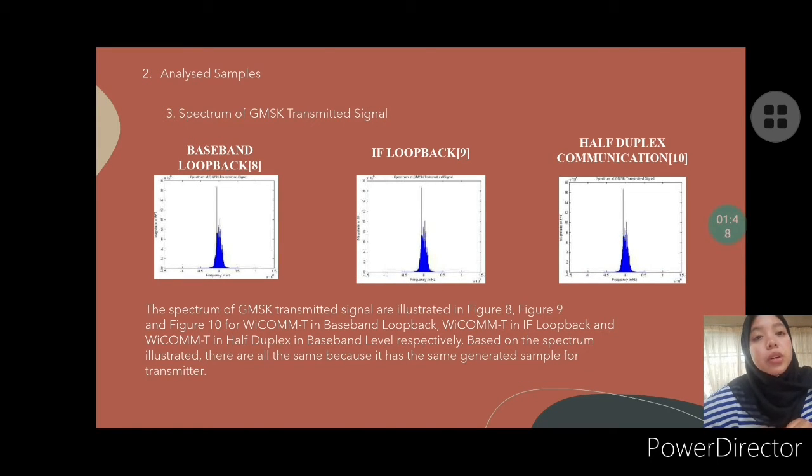Analysis sample for the spectrum of the GMSK transmitted signal. The spectrum of the GMSK transmitted signal is illustrated in Figure 8, 9 and 10 for baseband loopback, IF loopback and half duplex in baseband level respectively. Based on the spectrum illustrated, they are all the same because they have the same generated sample for the transmitter.